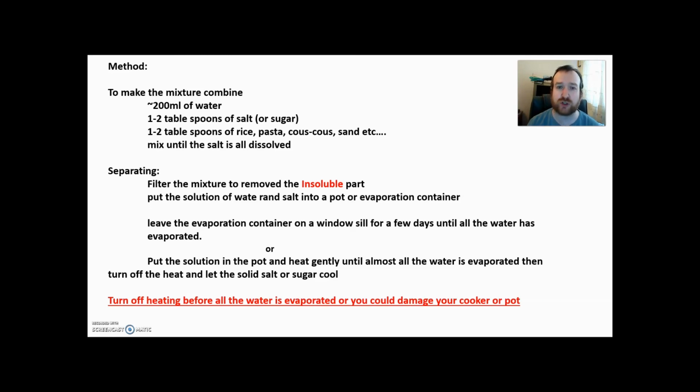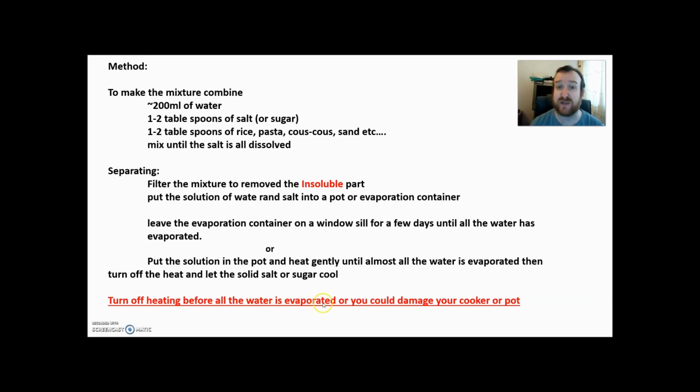If you're using sugar, you can easily create a melted bit of sugar in the bottom of your pot that can be incredibly difficult to clean for one, and also quite easy to burn yourself on. So if you're using sugar, make sure you turn off the heat well before all the water is evaporated. It's probably best to use salt to do this experiment. I'm going to say it again because I think it is really important. Turn off the heating before all the water is evaporated.